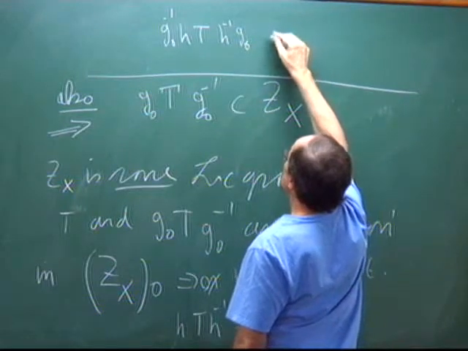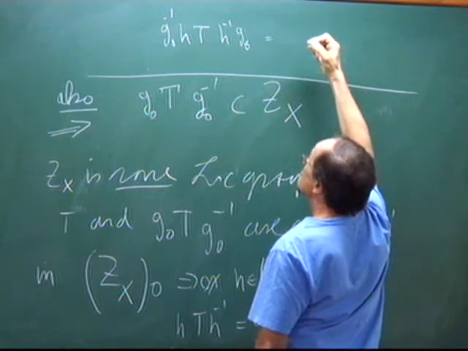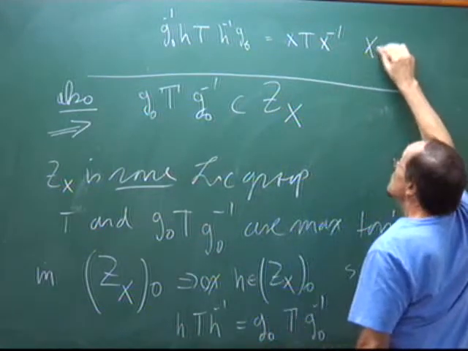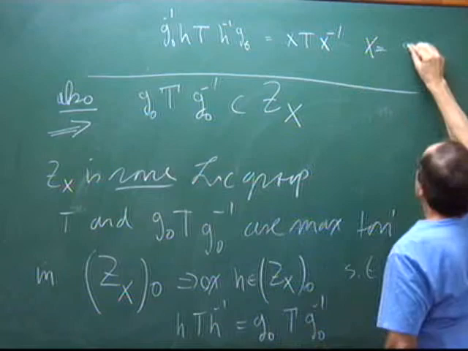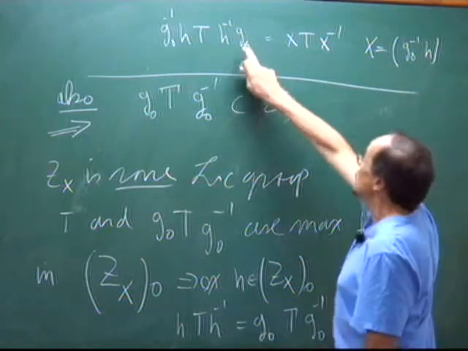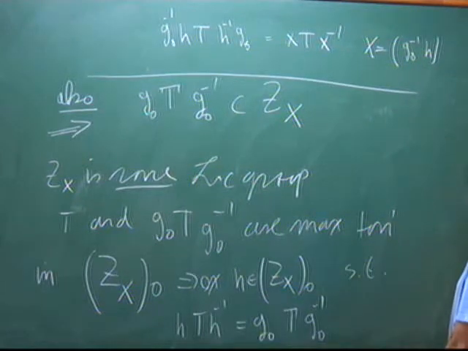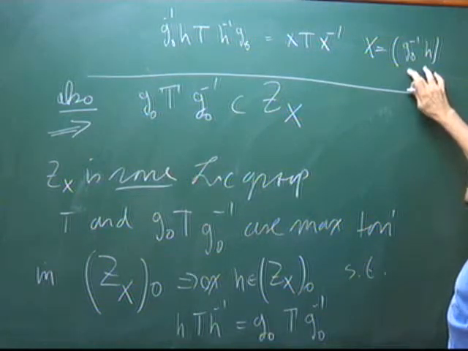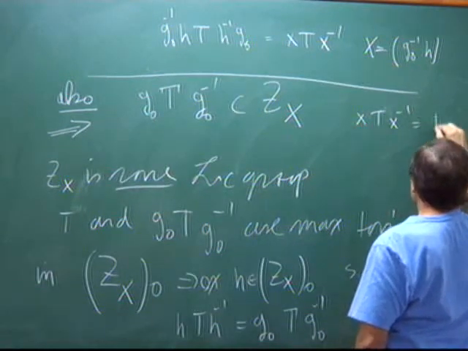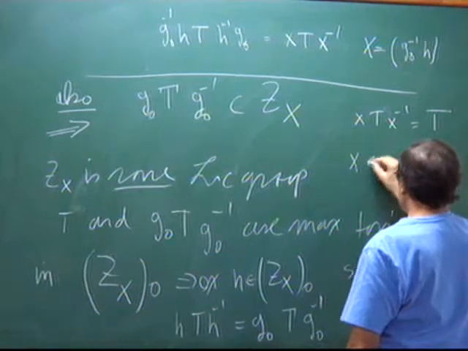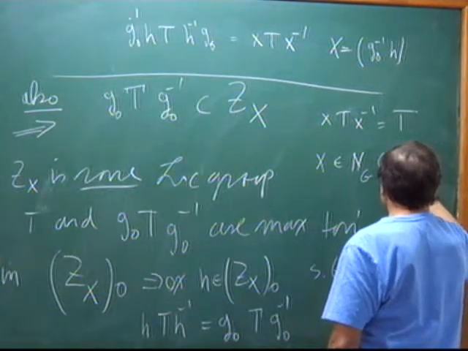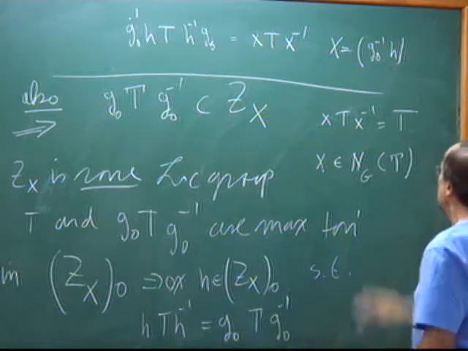So I can think of this as, say, what should I call it? X T X inverse, where X is equal to G0 inverse H. The inverse of that is H inverse G0. Right? So this element is something that takes T to T. So X T X inverse is equal to T. That by definition means that X lies in the normalizer of T, little x.